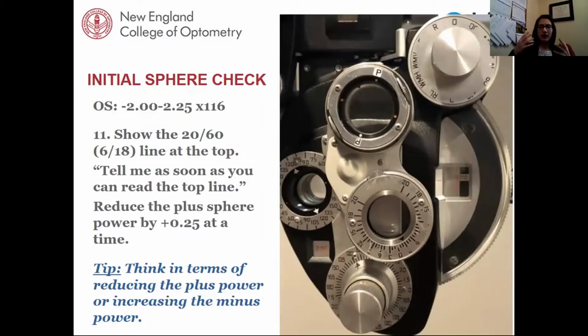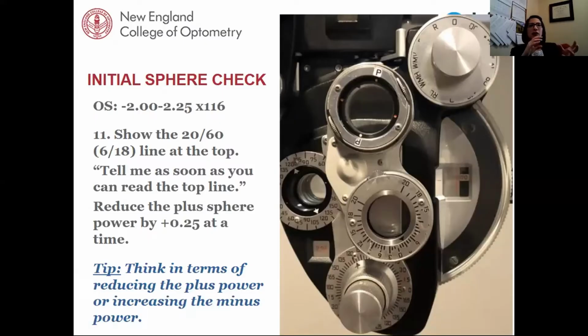And so you see that the way that you think about it may have to change a little bit, because now we're working in minus sphere as opposed to plus sphere powers, because the refractive error itself is different. So this was our retinoscopy finding in the left eye to begin with. And so again, we start opening up the chart with the 20/60 line at the top, telling the patient, tell me as soon as you can read the top line. And so you reduce the plus sphere power by 1/4 diopter at a time.